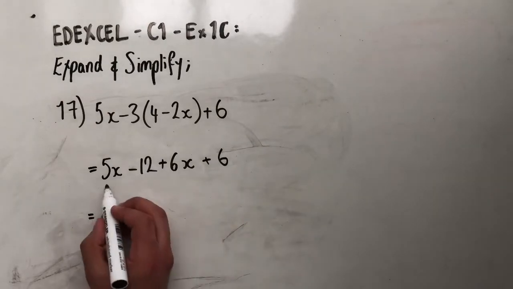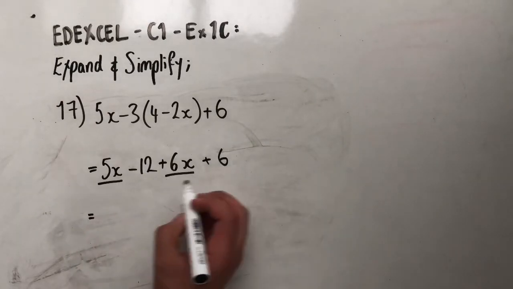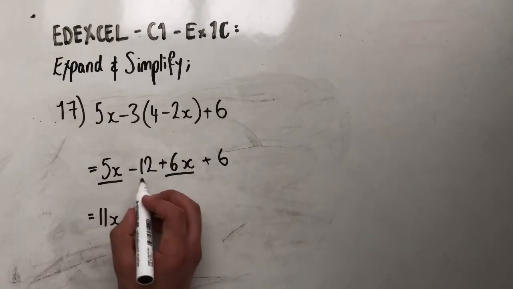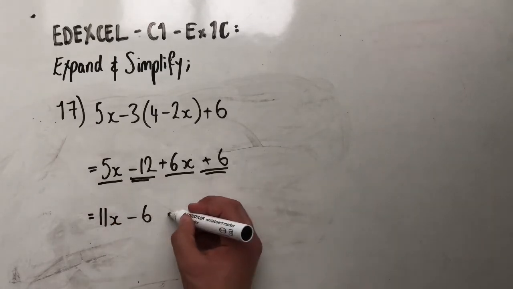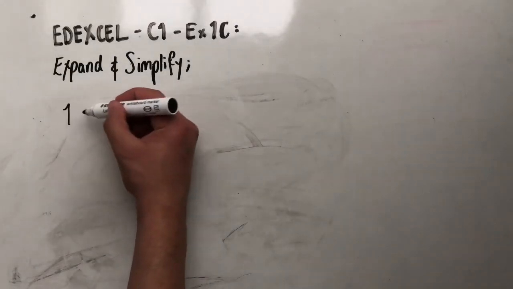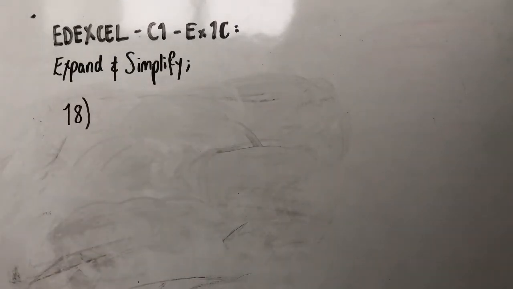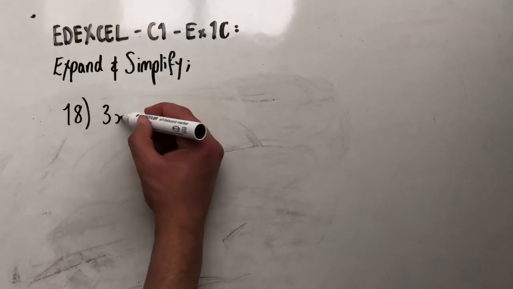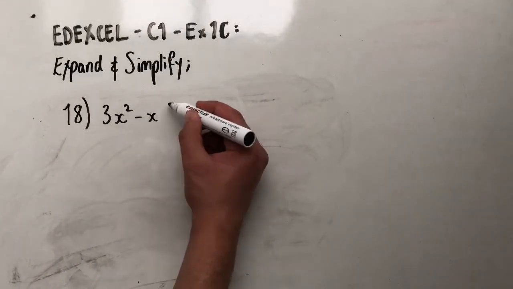Now collecting the x terms, we have 5x and a 6x. 5 plus 6 equals 11, so that gives us 11x. Collecting the units, we have minus 12 plus 6. That combines to give minus 6. 11x minus 6. Question 18 now, we have 3x squared minus x, open brackets 3 minus 4x, close brackets, plus 7.